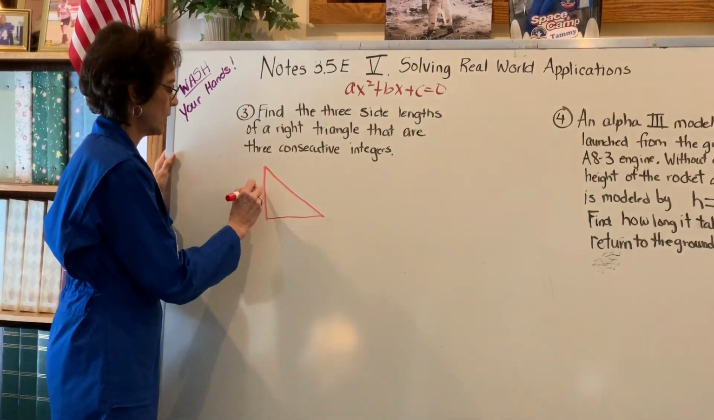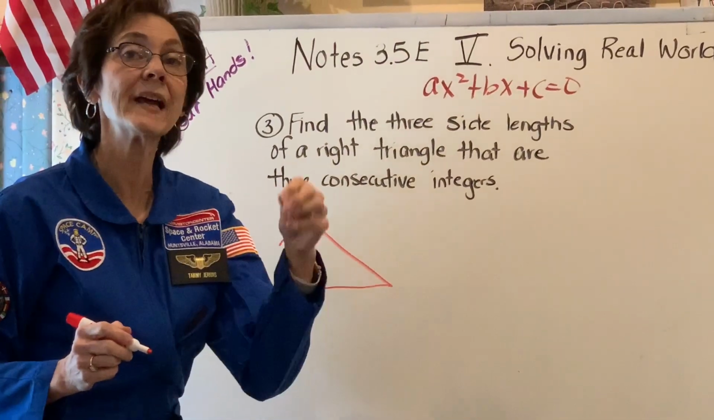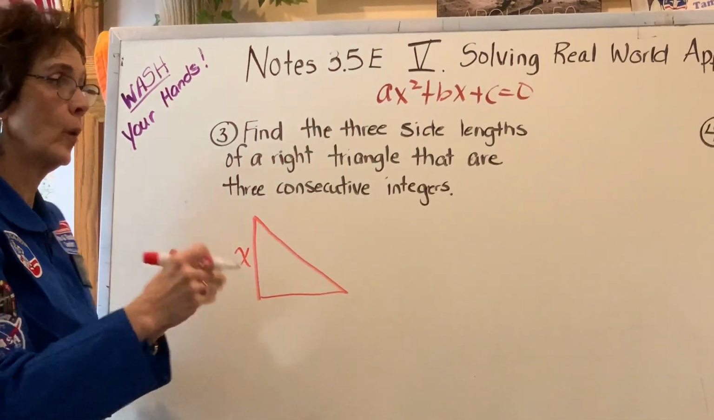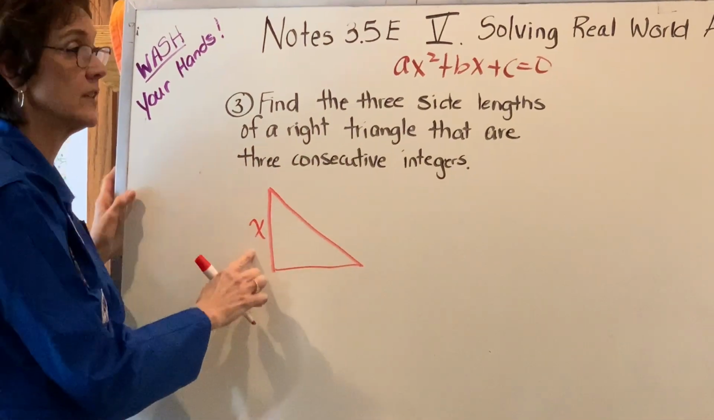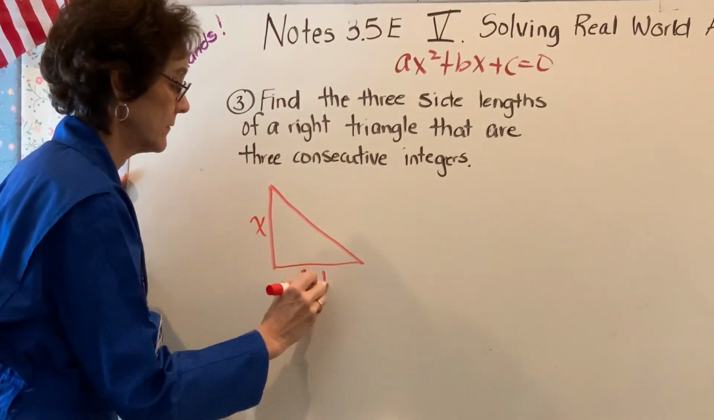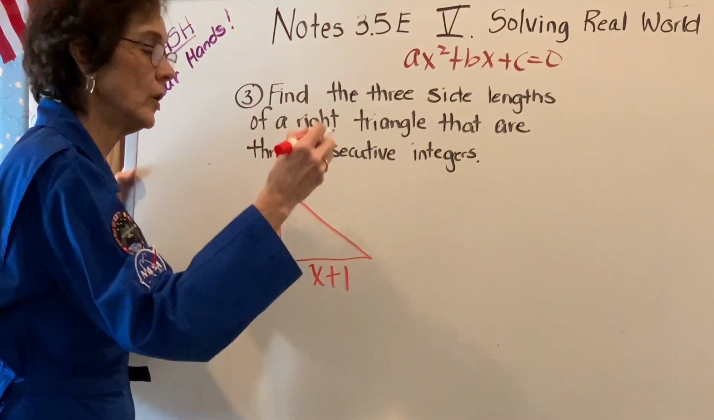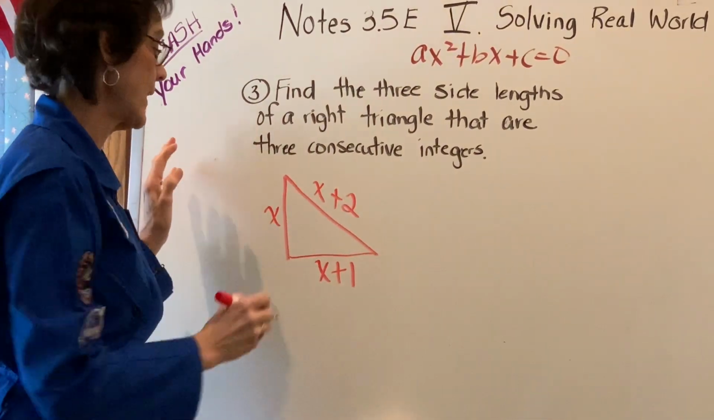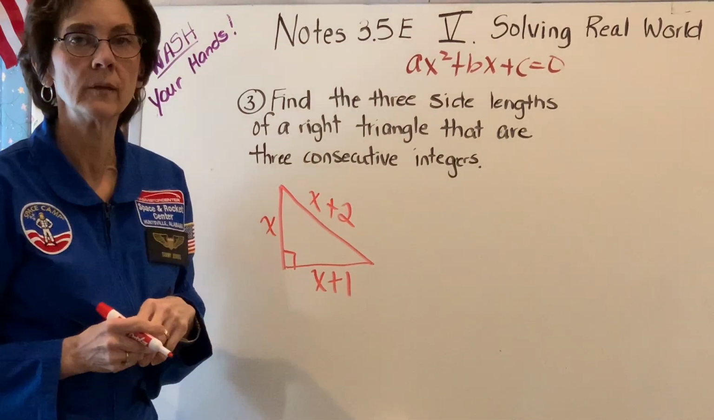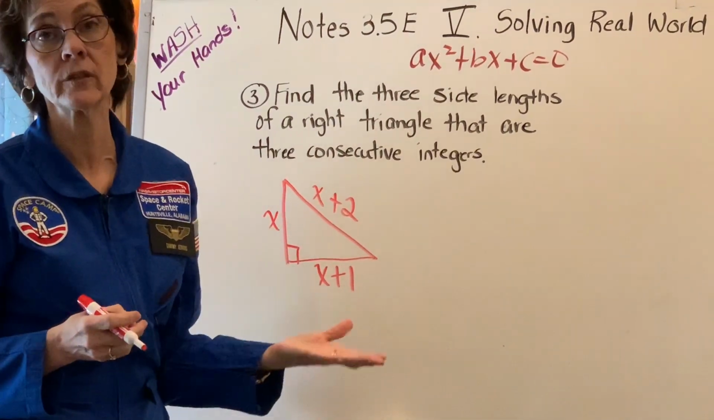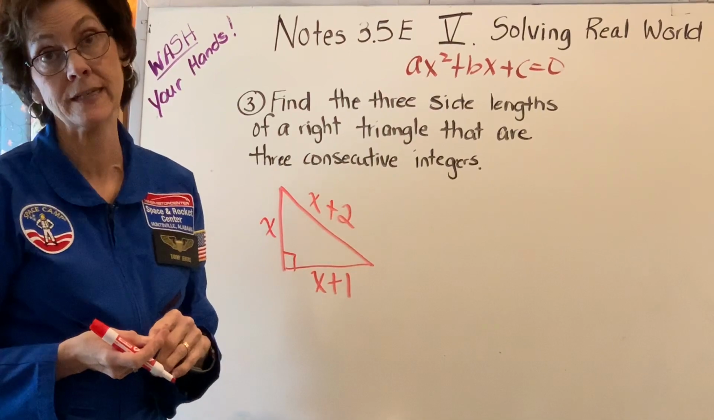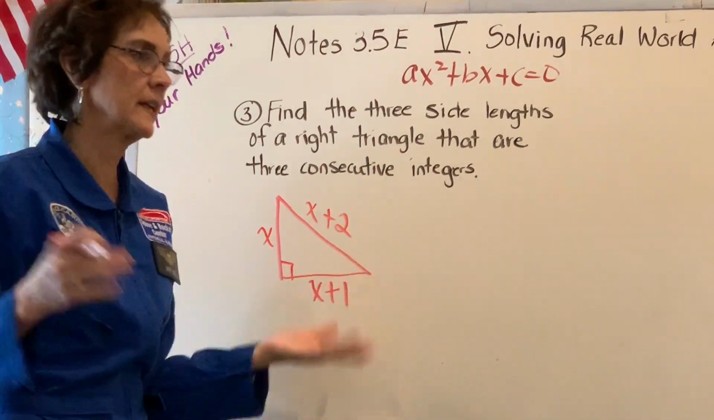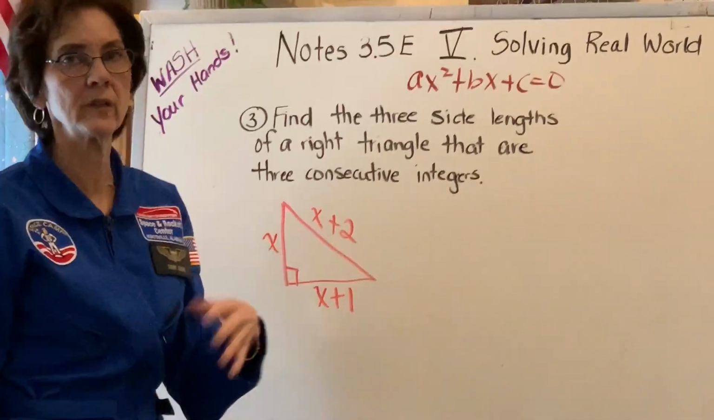So if we let the first one be x, what would the next one be? Consecutive integers are like 6, 7, 8, 10, 11, 12. Or one right after the other. So to make this one more, I just add 1. And then to make it one more, I add another 1. So 1 plus 1 would be 2. So that's how you can label your triangle and not actually have to draw, do let statements. So here we go. I mean, you could say let x be the smallest side, let x plus 1 be the medium side, let x plus 2 be the largest side.